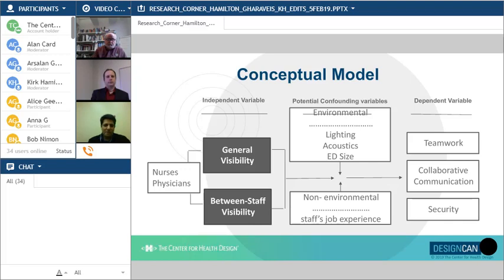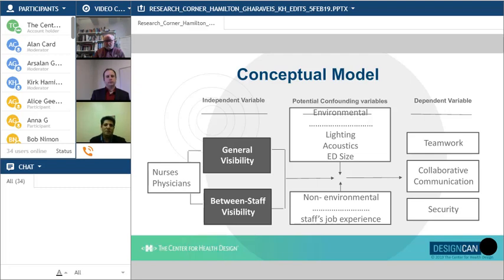So in order to clarify what we exactly did, this is the conceptual model of the research. On the left-hand side, which is highlighted in dark gray, you can see the independent variable. Here we had two different ideas. We had general visibility, which was from depth map or isovist. And also we had the staff-to-staff visibility, or between the staff visibility, which was achieved from our observations and understanding who can see who. And as I mentioned, we just focused here on medical teamwork and communication, which included nurses and physicians. On the right-hand side, you can see the dependent variable, which was teamwork, collaborative communication, and security as different variables. And in between, you can see the potential confounding variables.